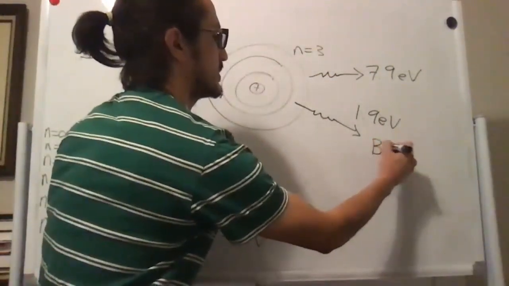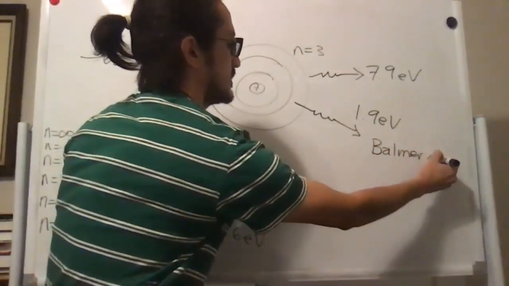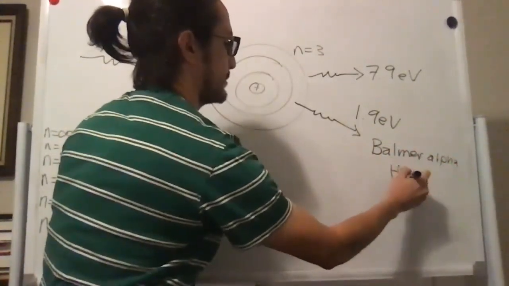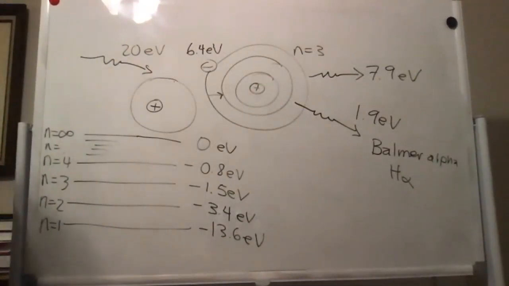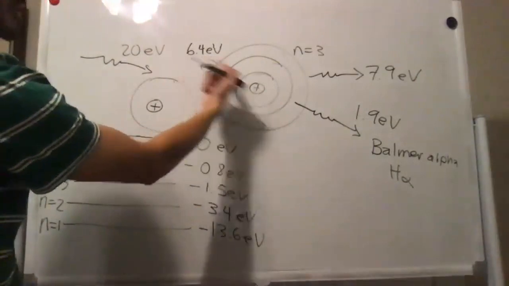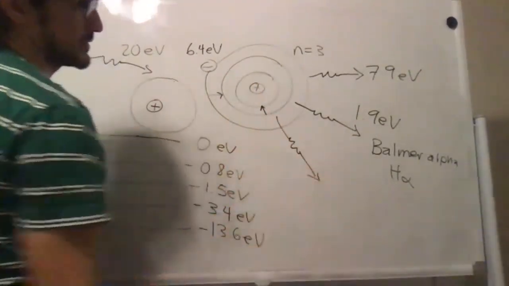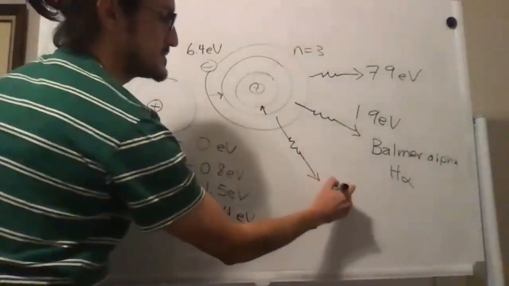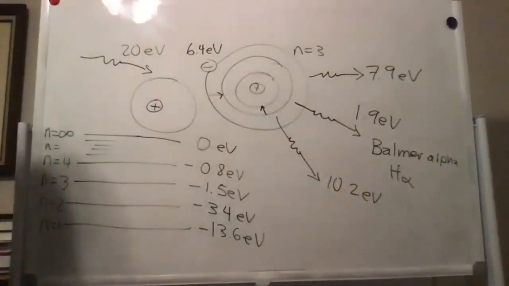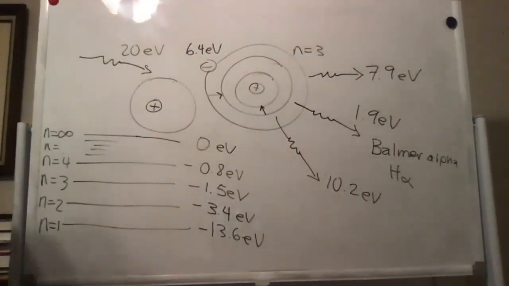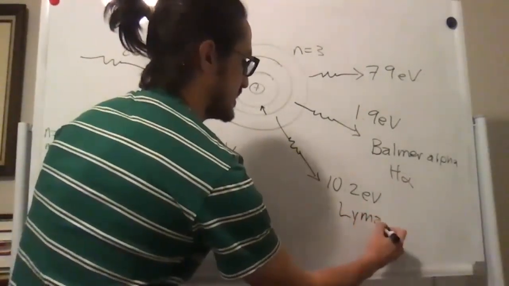So that's the Balmer alpha. And eventually the electron is going to go to the ground state. So another photon is going to be released, and this one has 10.2. What's going to happen to that photon? That one would probably get absorbed by a neutral hydrogen, right? Yes, it can. Almost for sure it will. So that's the Lyman alpha.